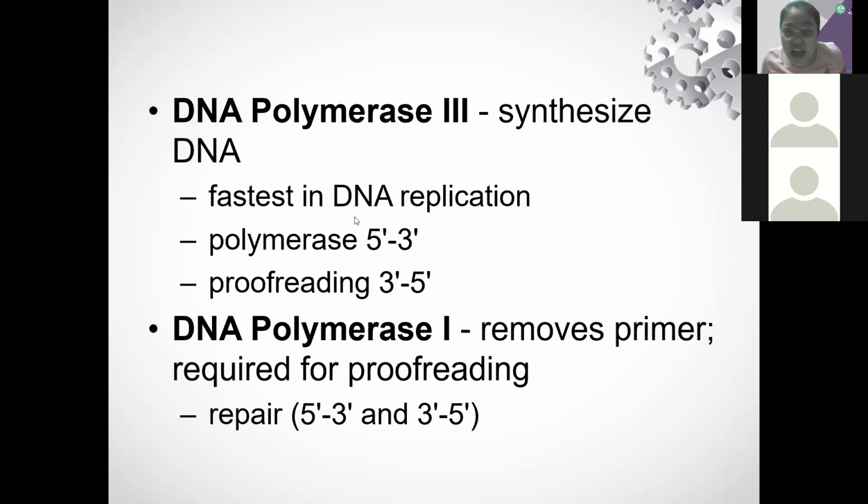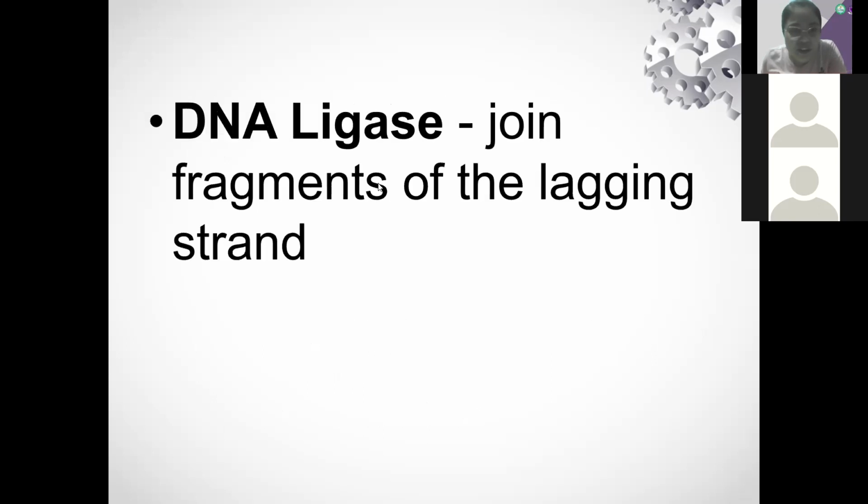So, the DNA replication happens from 5' to 3', and then the proofreading baliktad. Siyempre, babalikan niya yung trabaho niya. That's 3' to 5'. But again, DNA polymerase 1 is the only DNA polymerase that is capable of removing the primer. Okay? But this is also required for proofreading. Kaya niyang mag-repair. So that is why again, I told you a while ago na mas marami yung mutation sa RNA compared to the DNA. Sa RNA kasi hindi talaga siya nagpo-proofread.